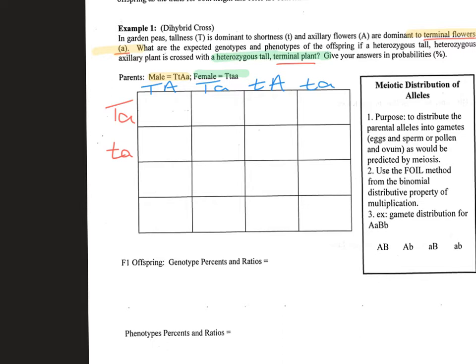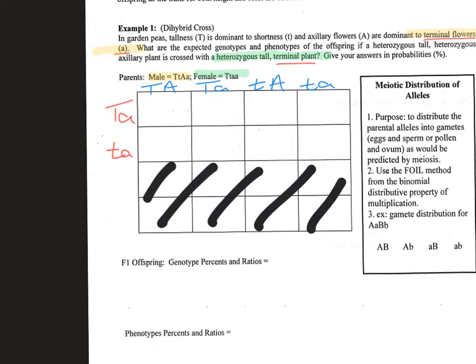This and this can be ignored because there's only two kinds of eggs that female can make. Does that make sense to everybody? Do I have any questions? Are there any concerns at this point that you don't understand what's going on?